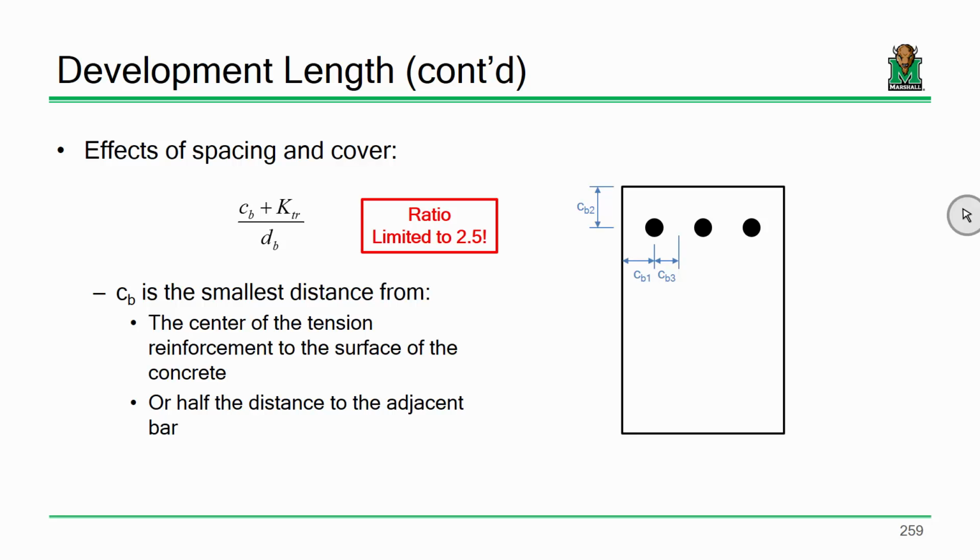All right, sound good? So that's what CB is taking into account. Now, just a heads up, this entire ratio that we're going to see here is limited to 2.5, okay? So when you calculate it, if you got 3.86, cap it off at 2.5, okay?